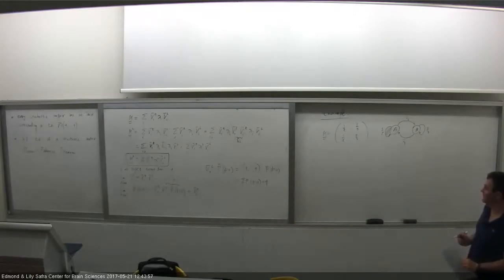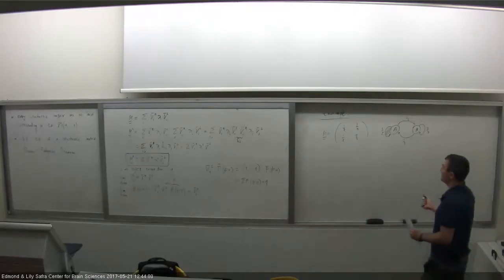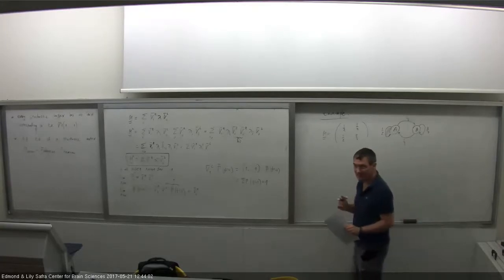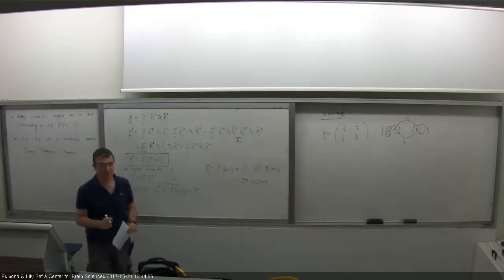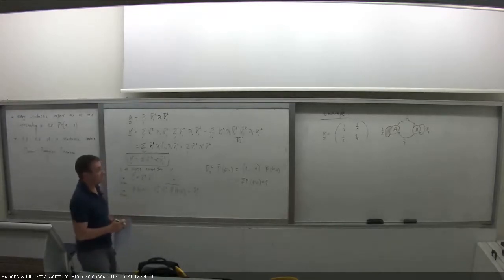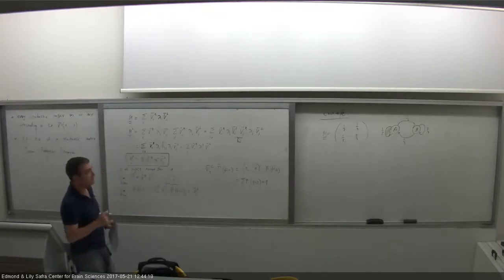So now we're looking for the eigenvectors. We know that there is one eigenvalue that is equal to 1, and the left eigenvector is (1, 1), and the right eigenvector will be the stationary distribution of this Markov chain.